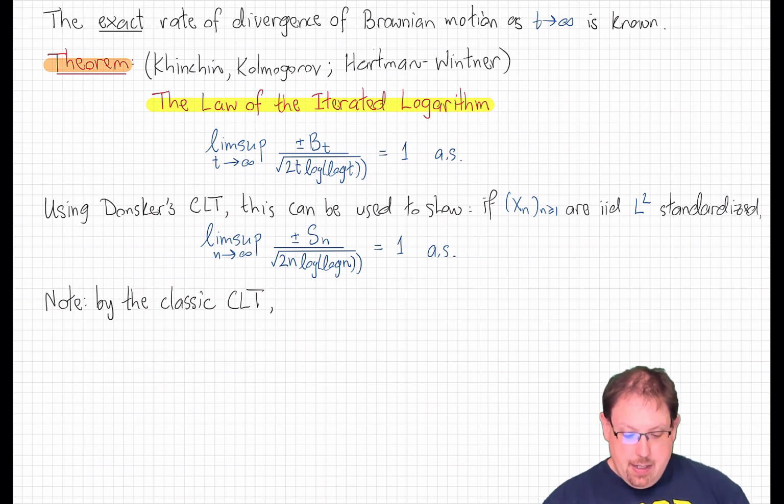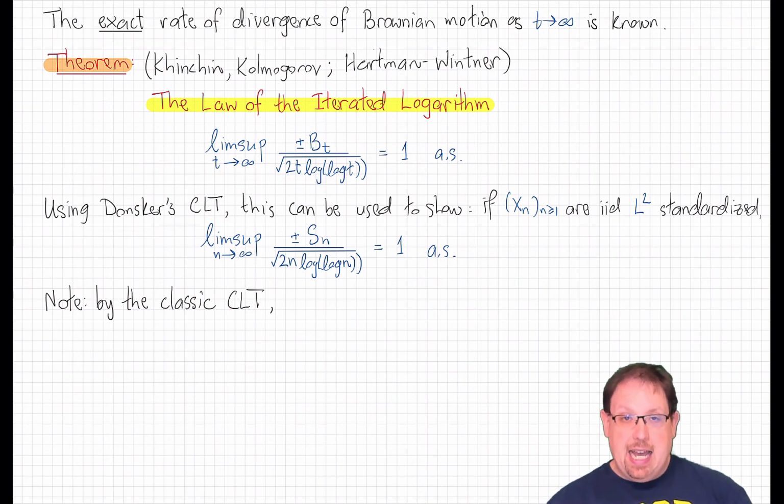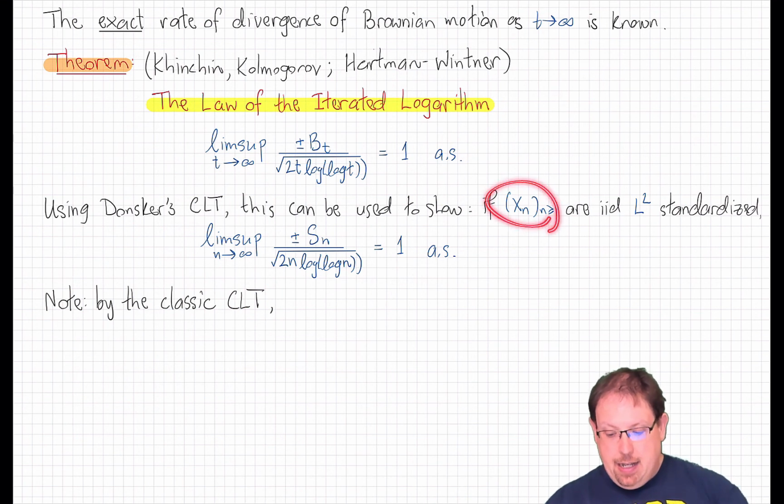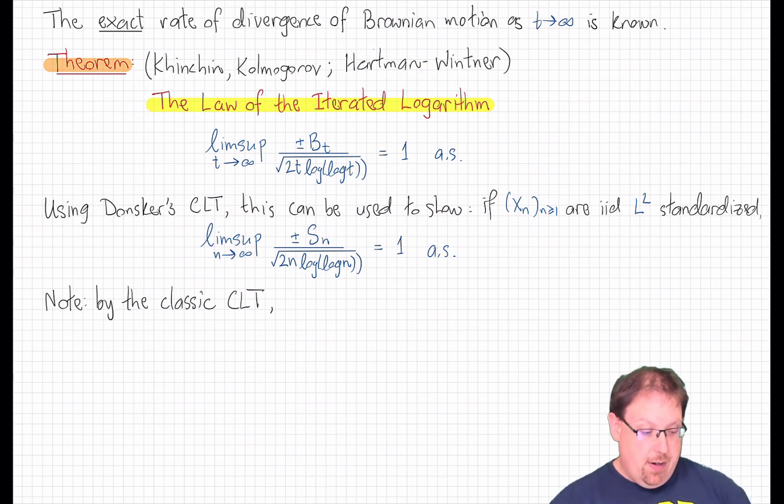I will say that it's also possible to deduce from this, and arguments related to Donsker's central limit theorem, that the exact same law of the iterated logarithm holds for random walks. That is, if we take X_n iid L2 standardized random variables and take their progressive sum, then you have the exact same result: S_n over the square root of 2n log log n exactly oscillates between root 2 and minus root 2 infinitely often. Let me just reiterate what I was saying on the last slide in this precise framework here.